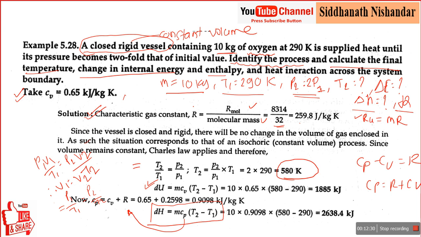Change in enthalpy: the fundamental formula of enthalpy is m Cp delta T, and for the change in internal energy the formula m Cv delta T is the same for all processes. But if the process is isothermal, the enthalpy change becomes 0. Why? T1 is equal to T2.